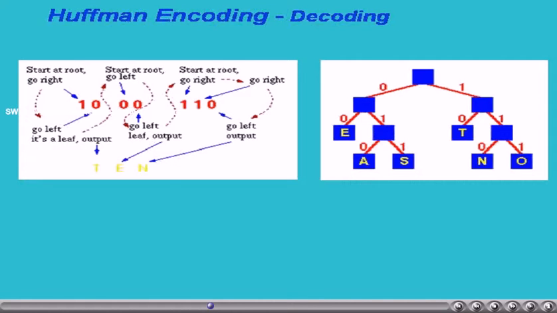Like this, if the received message is 1000110, that indicates the message is TEN. Like this, the decoding operation takes place in Huffman encoded data. As the codes of the symbols that we have designed follow the prefix rules, there will not be any confusion or ambiguity in decoding.